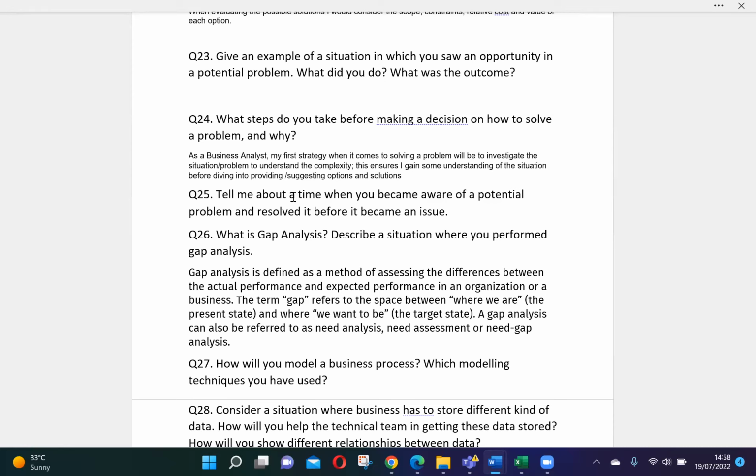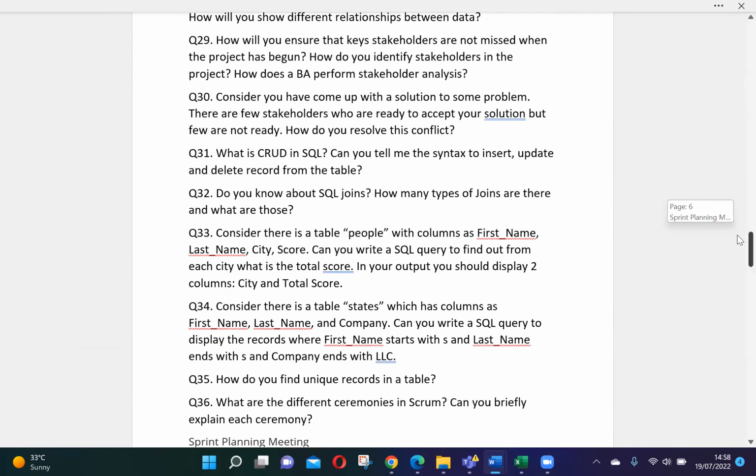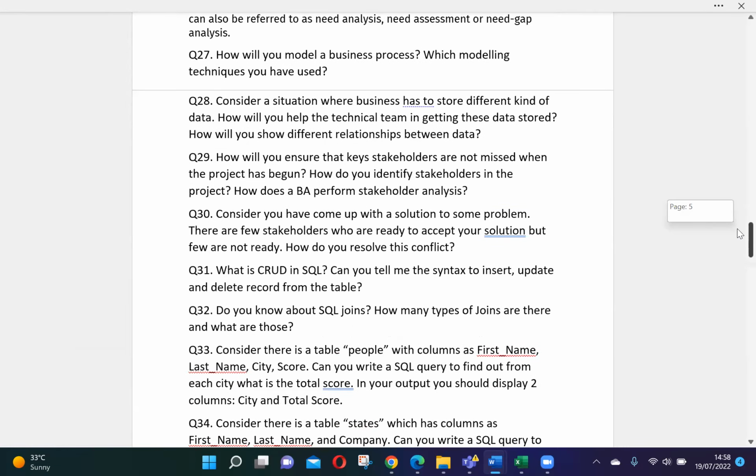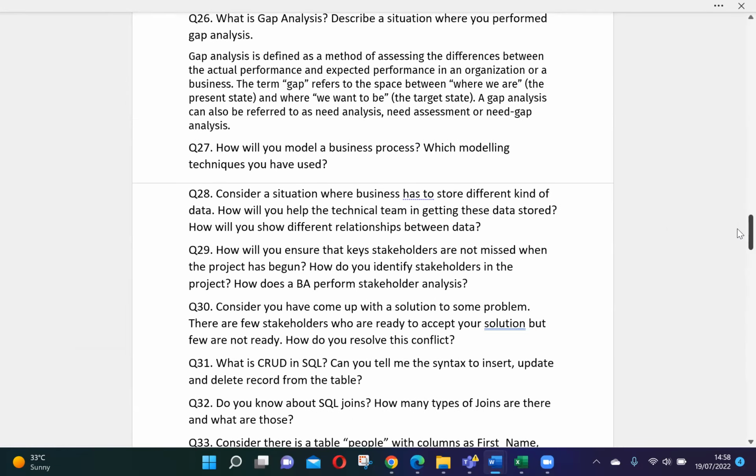Consider a situation where business has to store different kinds of data. How will you help the technical team in getting this data stored? How will you show different relationships between the data?